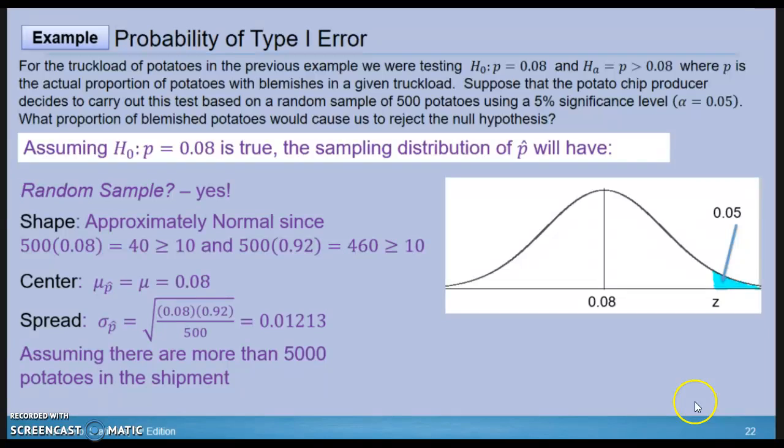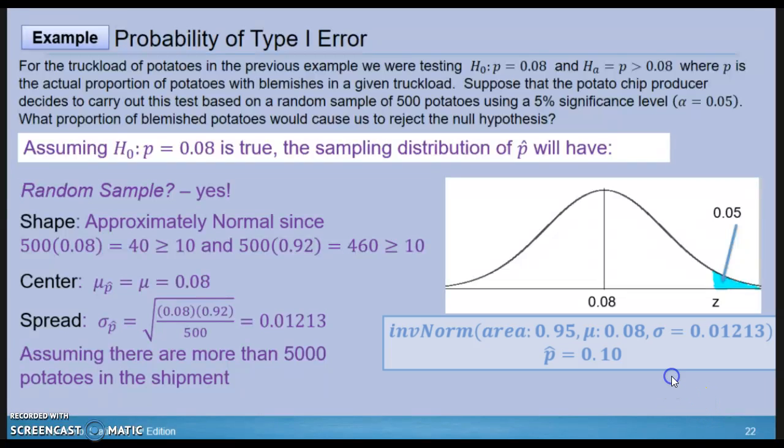So if we need to calculate what we are going to have for our p-hat, this is where we're going to use inverse norm because our conditions just satisfied the fact that we are working with normal data. So inverse norm, so the area to the left of this spot is 0.95 because if this is 0.05, all of this over here we're working with is 0.95. Then we have our mu, which should be a p, I apologize, of 0.08. So that should say p. And then a standard deviation. And then we will get our p-hat to be 0.10.